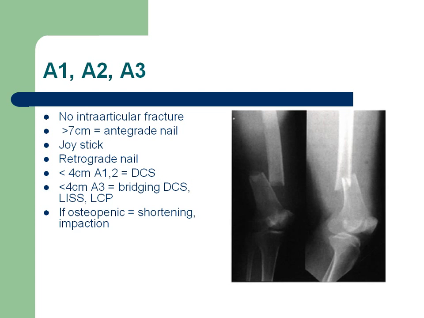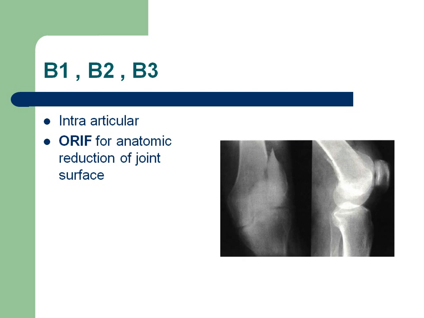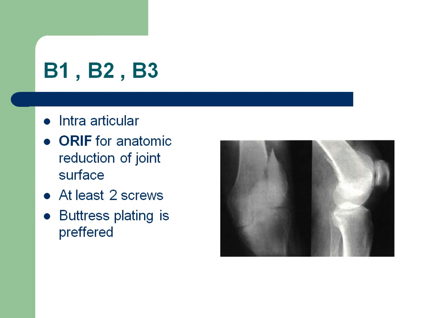Also if the patient has osteopenia with shortening and impaction of both fragments together. For B1, 2 and 3, it's necessary that after reduction of the fragment, we fix it by intra-articular fixation with a screw. That means ORIF fixation, and with at least 2 screws, we could reduce it.